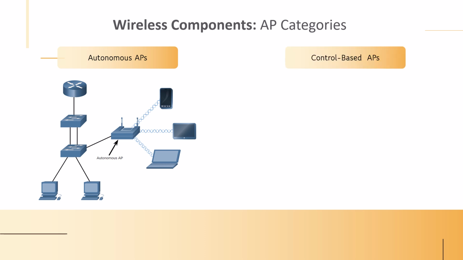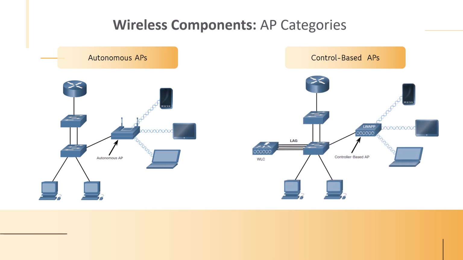So we have the other category of access point, which is the controller-based access point. Here, the devices require no initial configuration and are often called lightweight access points. Lightweight access points use the Lightweight Access Point Protocol to communicate with the wireless LAN controller, as shown here in this figure. Controller-based access points are useful in situations where many access points are required in the network. As more access points are added, each access point is automatically configured and managed by the wireless controller.